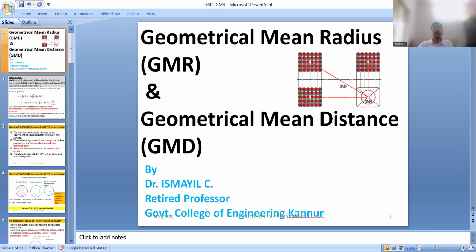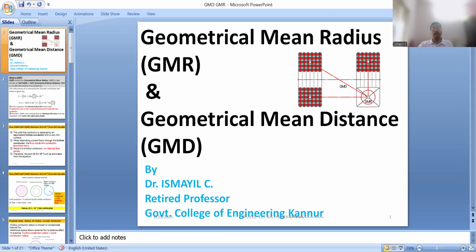In this particular case, that data is not needed. Actually, that is not needed for the GMD calculation. Then the radius of the conductor, we all know that it is diameter divided by 2. So I am getting 0.4 centimeter.